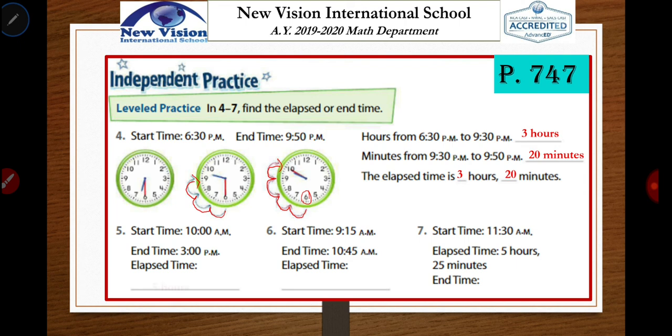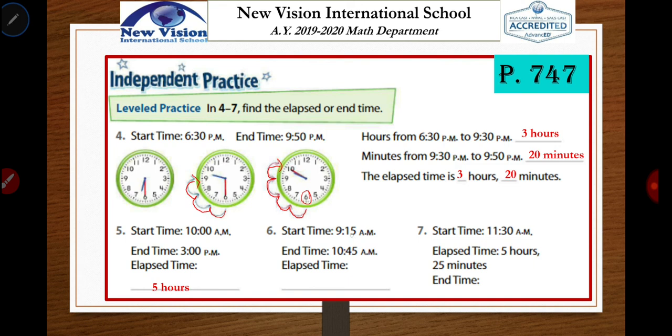Okay, my answer is 5 hours. Very good. Next, number 6. The start time is 9:15 a.m. The end time is 10:45 a.m. What is the elapsed time? How many hours? And how many minutes?